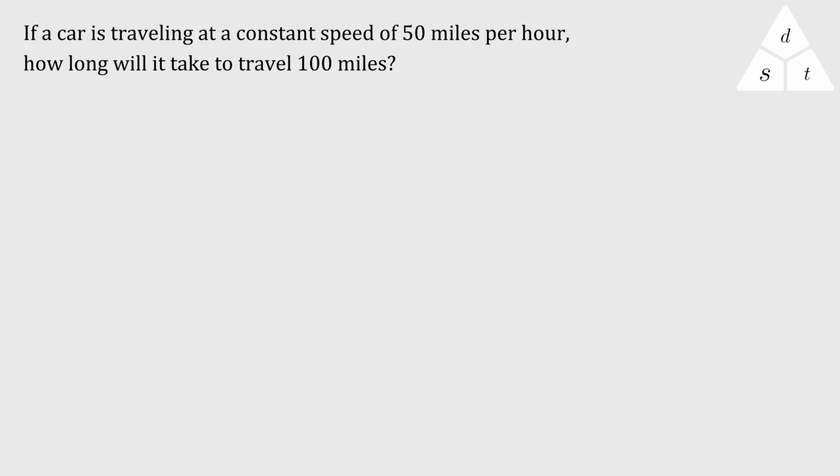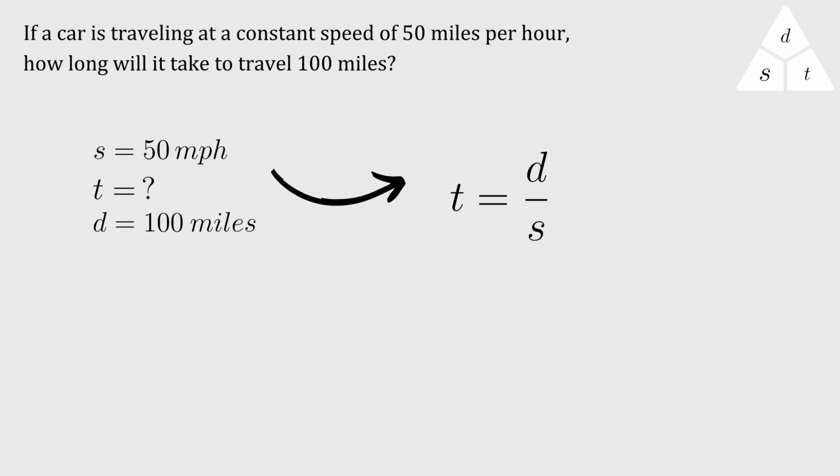If a car is traveling at a constant speed of 50 miles per hour, how long will it take to travel 100 miles? What I would recommend doing is to write down all the information given. The speed is 50 miles per hour. They want you to calculate the time, and the distance is 100 miles. Since they want the time, you can close the T in the triangle and see that time is equal to distance divided by speed. Plug your distance and speed into your equation.